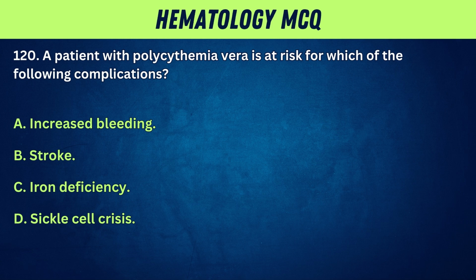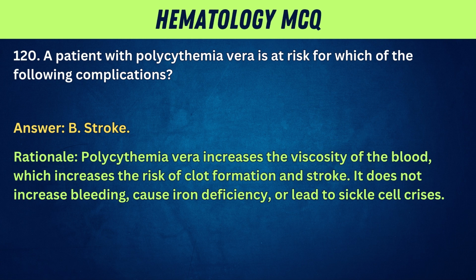D. Sickle cell crisis. Answer: B. Stroke. Rationale: polycythemia vera increases the viscosity of the blood, which increases the risk of clot formation and stroke. It does not increase bleeding, cause iron deficiency, or lead to sickle cell crises.